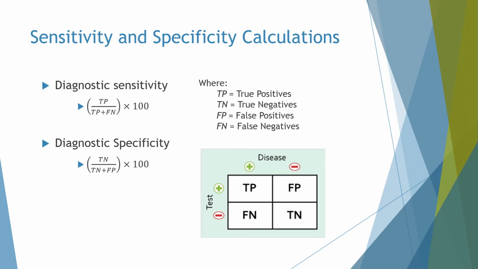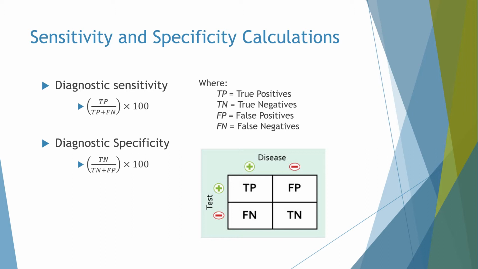The formulas for calculating diagnostic sensitivity and specificity are similar, so make sure you are using the correct formula when you're working these problems. Now, to calculate diagnostic sensitivity, you will divide the number of true positives by the true positives plus false negatives, and then multiply by 100. And this gives you a percent sensitivity. For specificity, you divide the true negatives by the true negatives plus the false positives, multiply by 100, and this gives you a percent specificity.